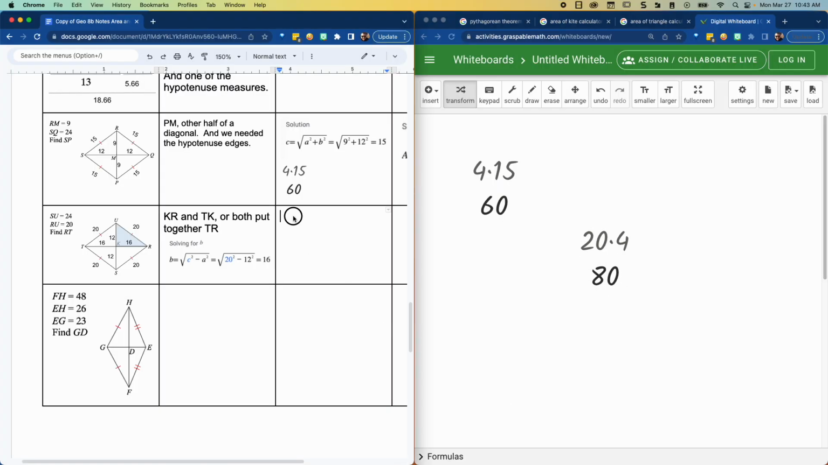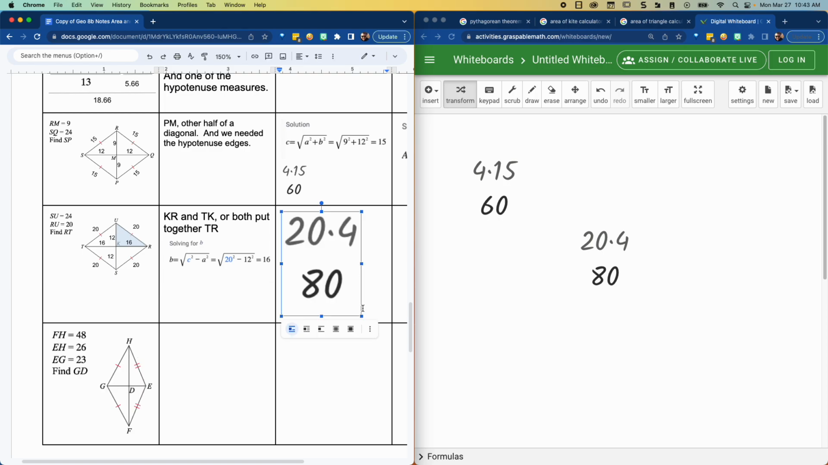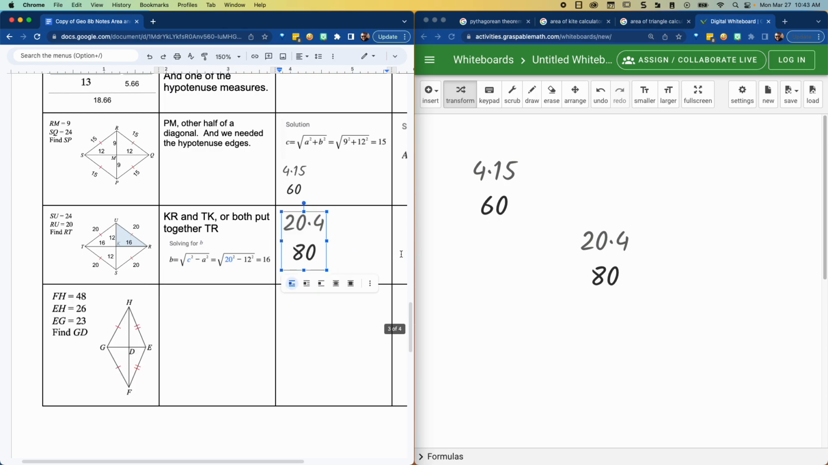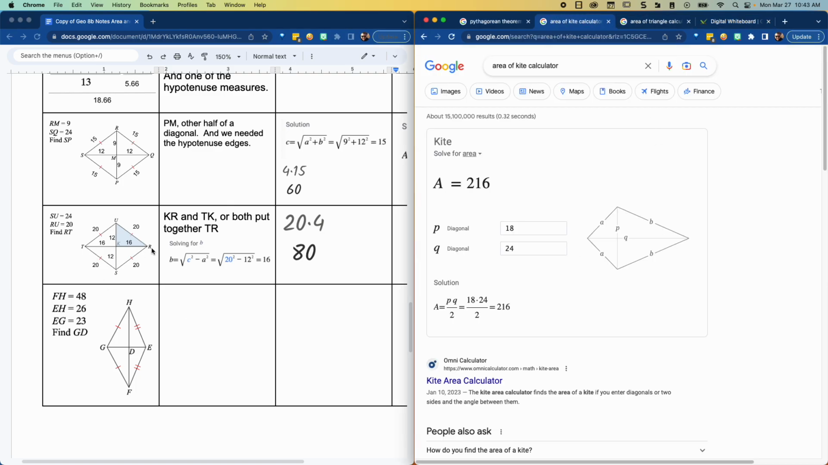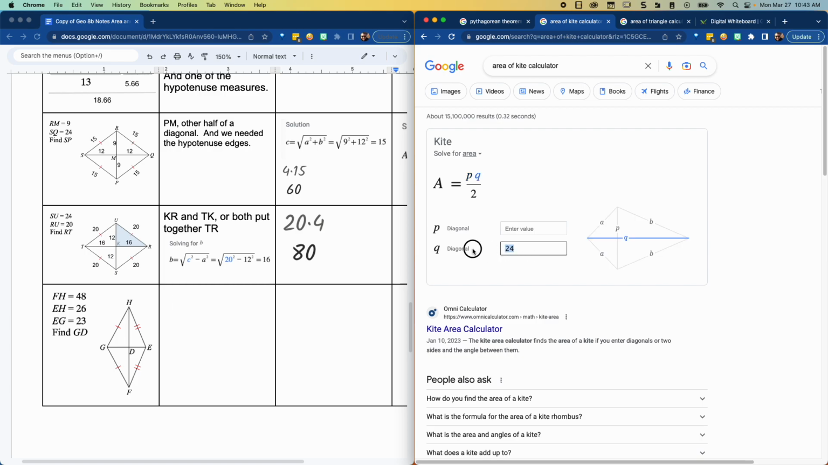20 times 4, we'll put that in here. That's going to be equal to 80. That's for the perimeter because it's going all the way around this rhombus. For the area, we're going to take those 2 diagonals. It's going to be those, but then cut in half. So we multiply those and then cut in half.